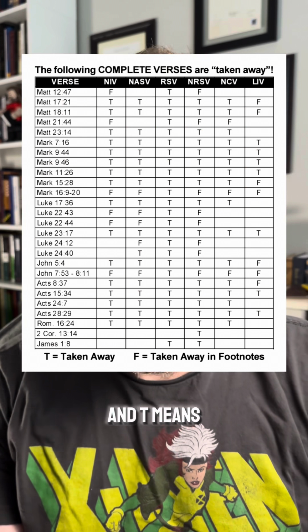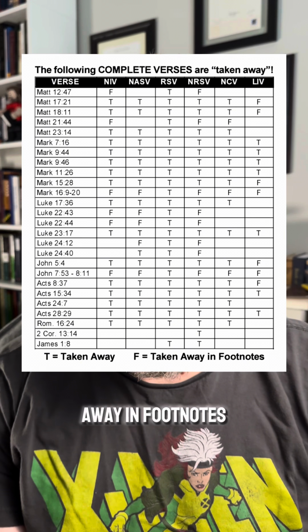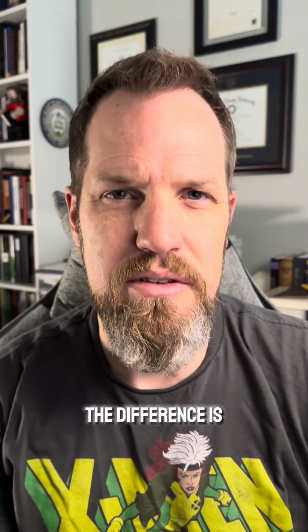So that led me to wonder, what on earth does F mean? And I looked at their key, and T means taken away, and F means taken away in footnotes. And I have no idea what the difference is supposed to be in those two, because all of the Bibles that omit passages from the main body of the text include them in the footnotes. So if they're taken away but included in the footnotes, that should be all the things that are T as well as all the things that are F.